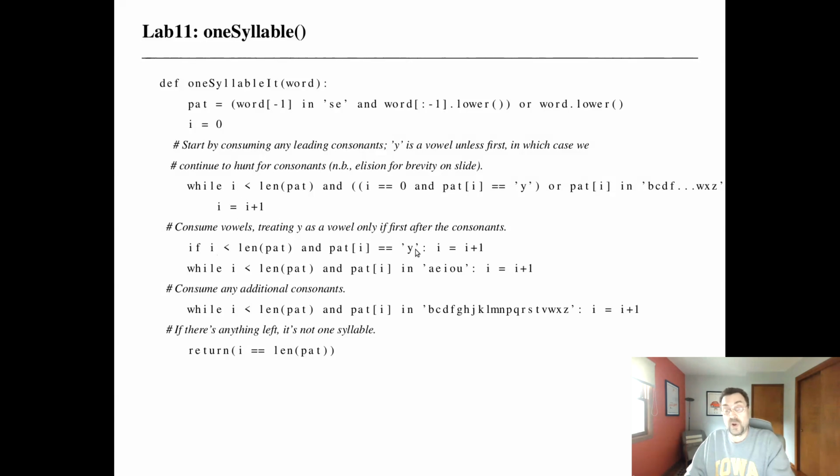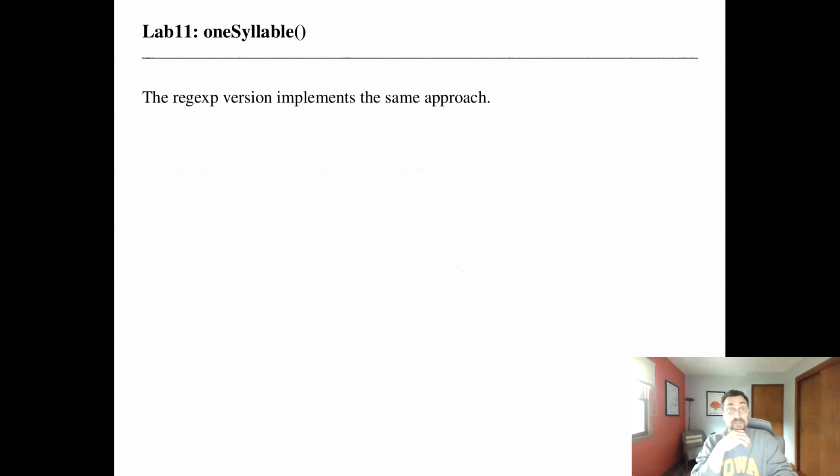Then I would see if there was a Y at the transition after a consonant, because that counts as a vowel. And then I would exhaust all the subsequent vowels, A, E, I, O, U, but not Y, because Y following a vowel is a consonant. And then finally, I would consume any remaining consonants. And if there was nothing left, if I exhausted the entire word by the time I was done with these consumption parts, then I would be looking at a one-syllable word.